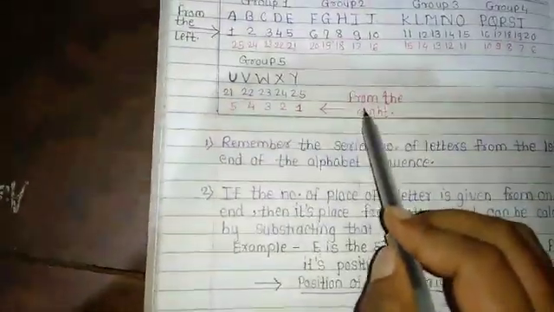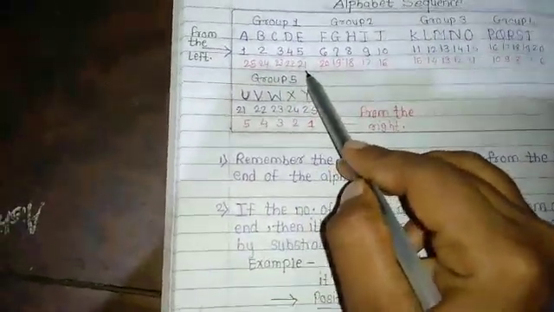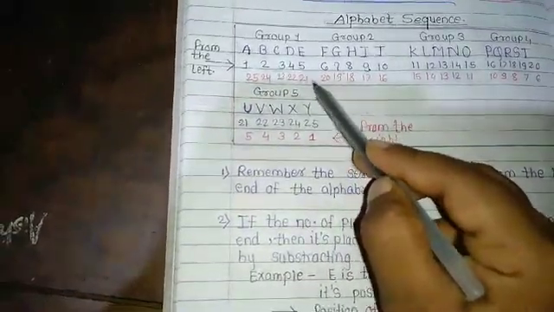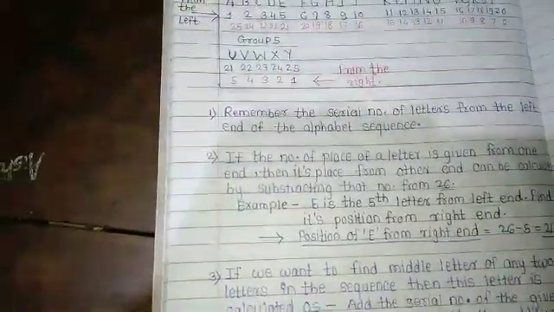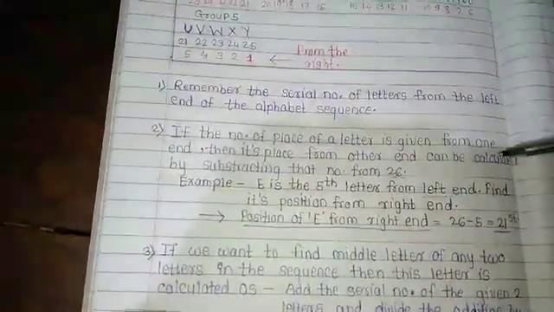Let's check whether it is correct or not. From the right end, the serial number is 21. Yes, it is correct. What is the position of E from the right? It is 21st. So we have to count the position of a letter by using this rule.